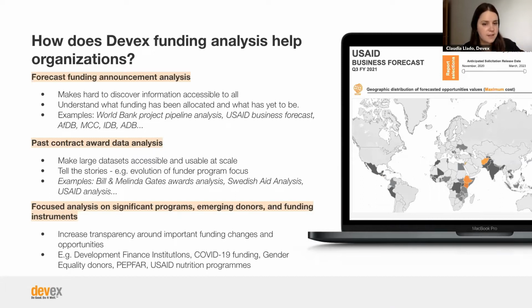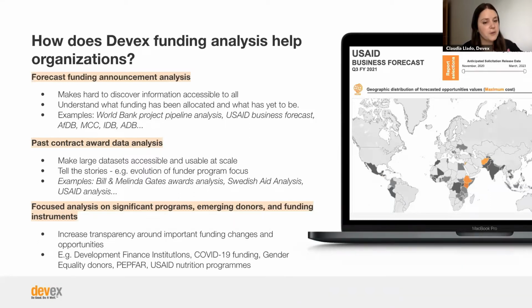Some examples of this is Bill and Melinda Gates Awards analysis. That is an analysis of their funding over 25 years. We've also got analysis on World Bank contracts to just sort of distill trends from 2017 to 2020. Another good example is 1 decade of Swedish aid. So there's quite a lot of examples of that.